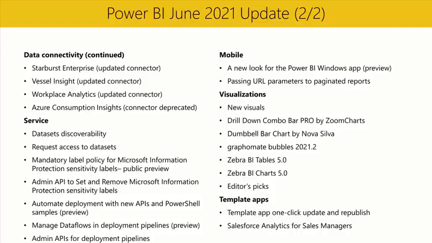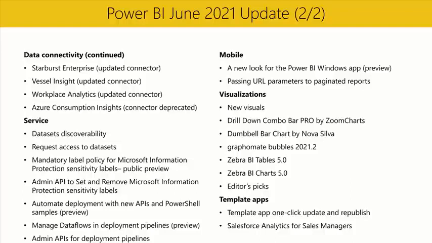In the mobile section, we're introducing a preview of the Power BI Windows app New Look. This new look features a completely revamped homepage that provides a centralized hub for all your Power BI content, giving you quick and easy access in one place. To enable the Windows app's new look, get the latest version of the Windows app from the store and look for the New Look toggle on the top right-hand corner of the screen.